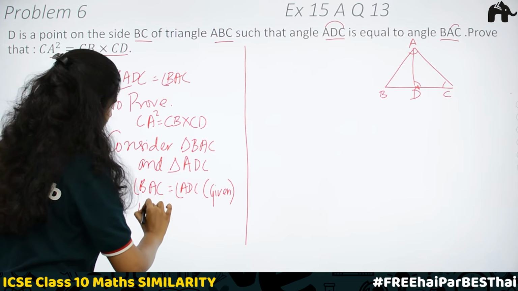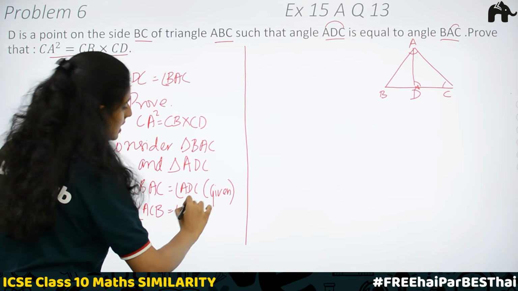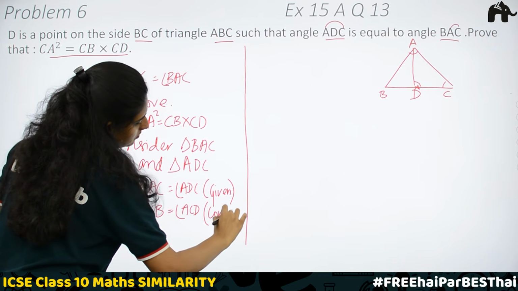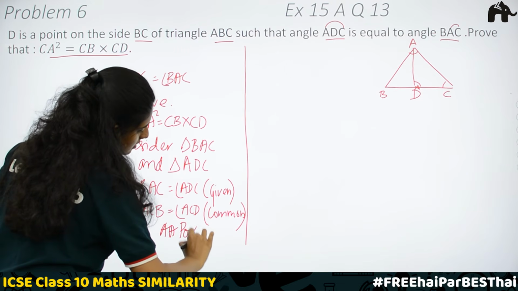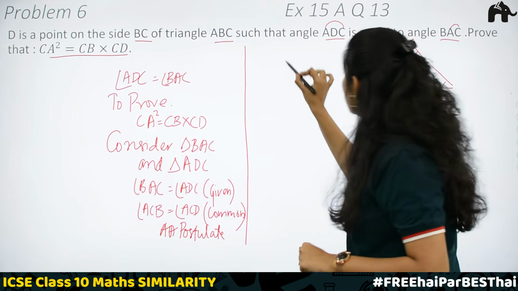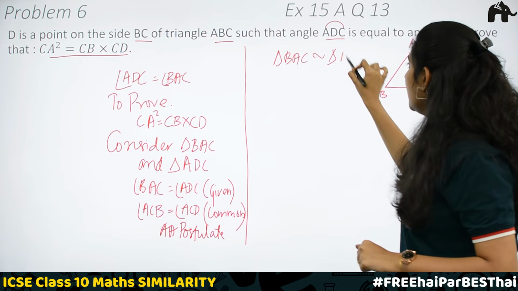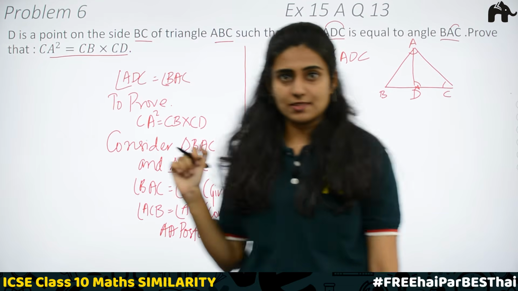Angle ACB is equal to angle ACD, common angle. Now using the AA postulate, we have triangle BAC similar to triangle ADC. Okay, we got two similar triangles.